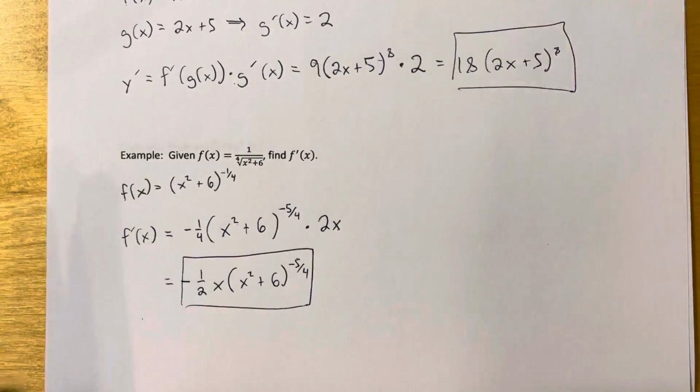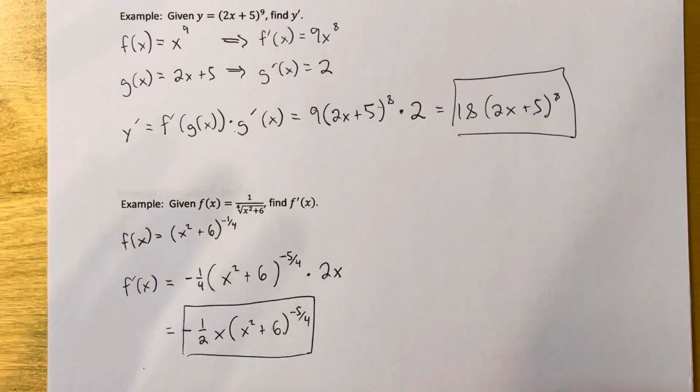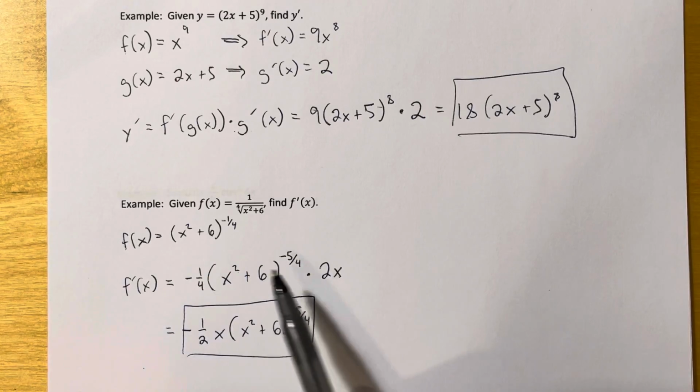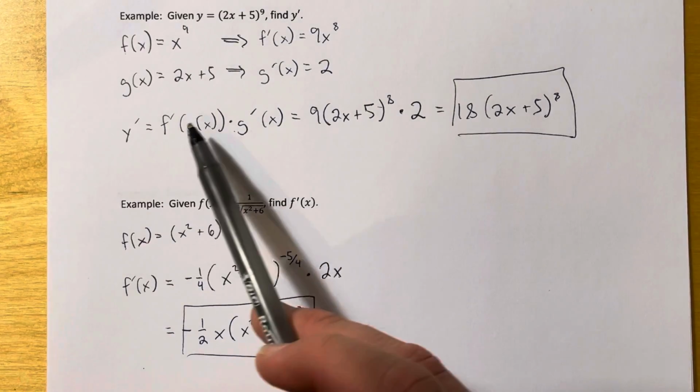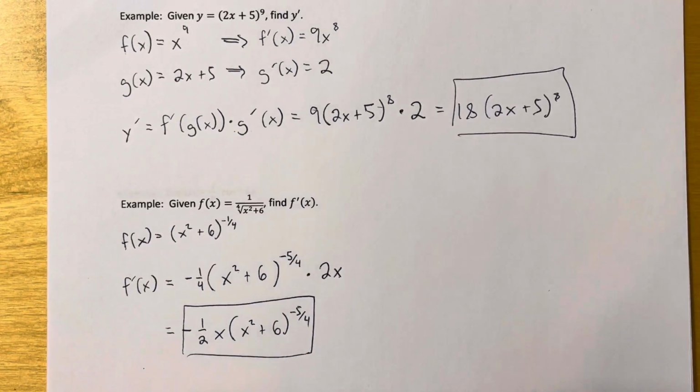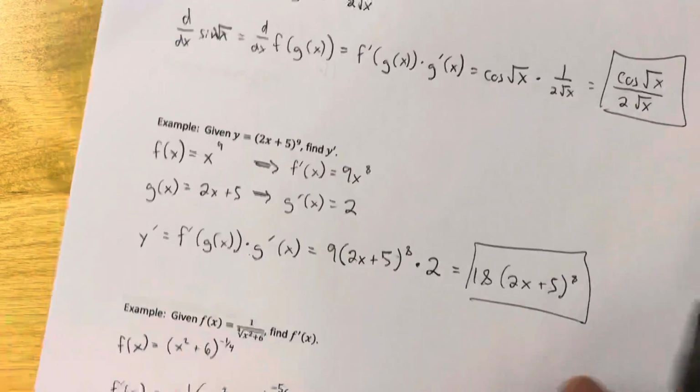Okay? Notice that's a lot faster. If you can just see what is my inside function, what is my outside function, and sort of work through the chain rule without having to write all of this out explicitly, you can knock these out pretty quickly. Okay?